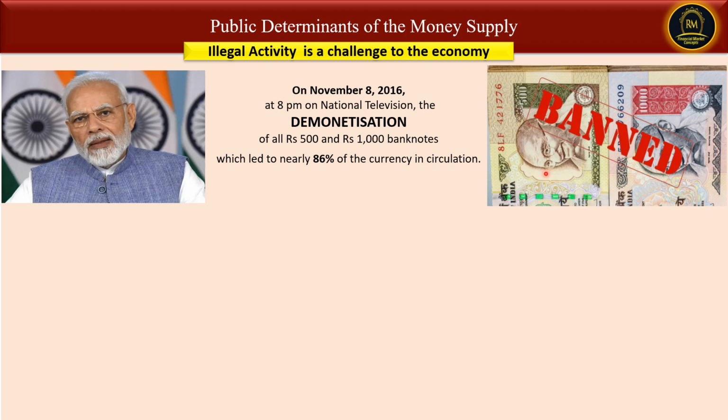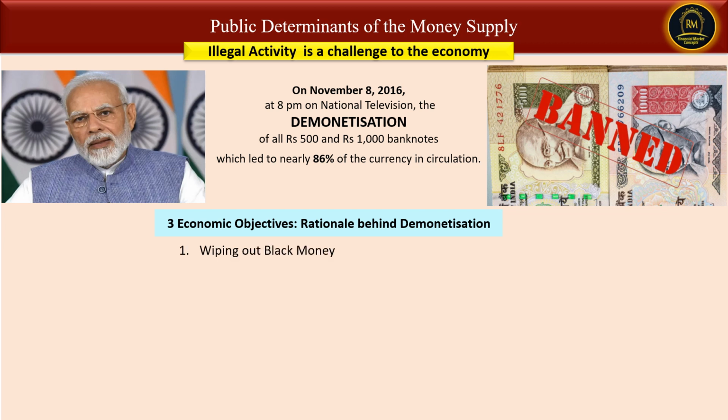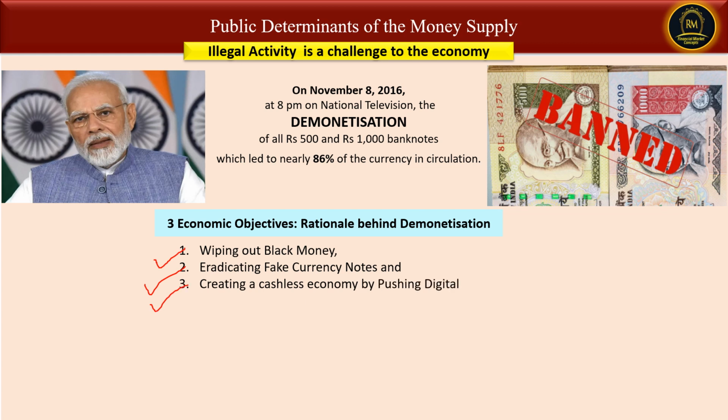The main aim of demonetization was to flush out the black money, that is, funds hidden from the taxman. However, three economic objectives were offered as a rationale behind demonetization by the government. Number one was wiping out black money from India. Number two was eradicating fake currency notes in circulation. And number three was creating a cashless economy by pushing digital transactions. Among all these three targets, the biggest one was tackling black money.